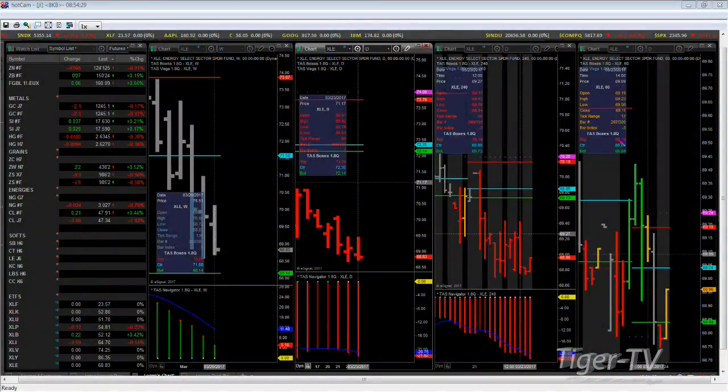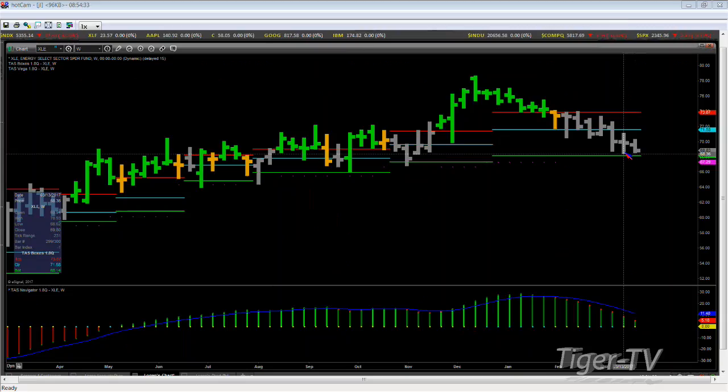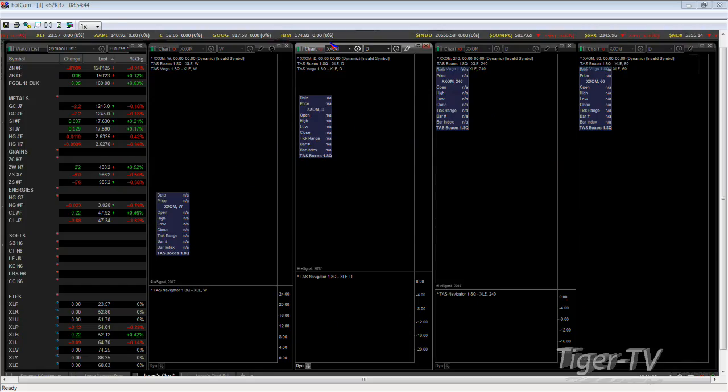So the XLE has not yet reached the level, but I got pretty close here, 68.14, big number. I mean, defending it quite well, actually, all things considered. Taking a look at a couple of stocks we looked at. How about that? ExxonMobil.